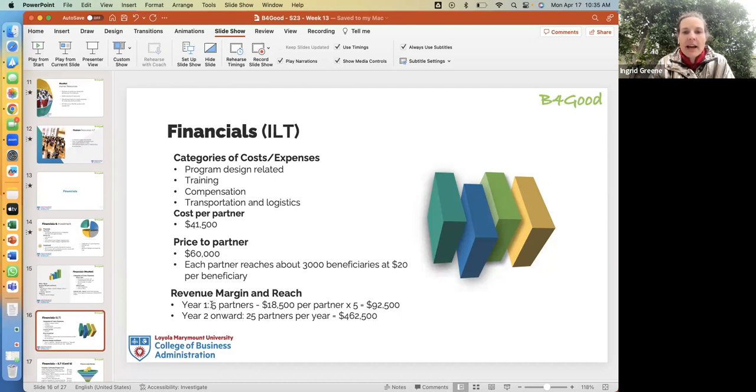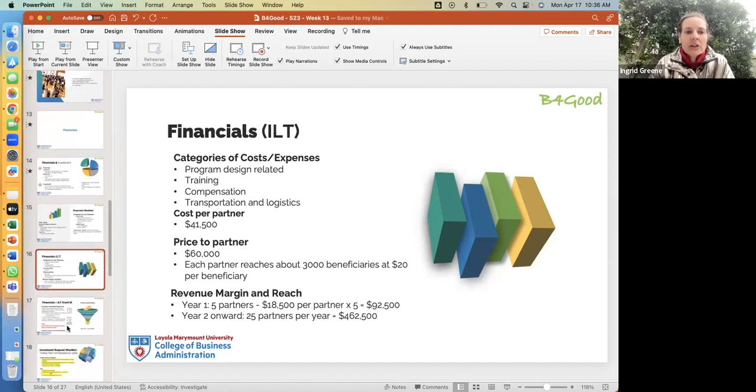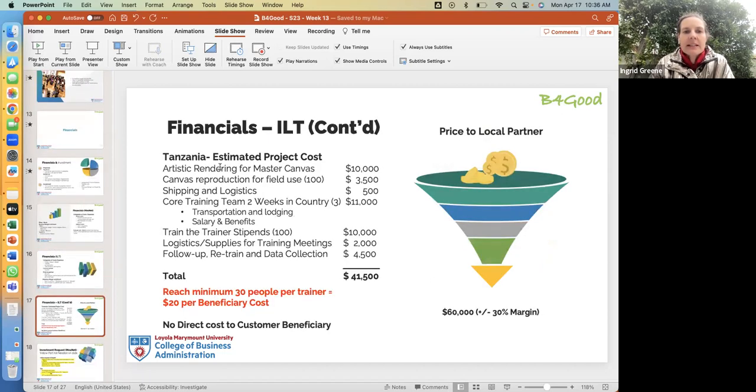In year one, you hope to have 5 partners. And so with your profits of $18,500 per partner times 5, you hope to make $92,000. And then year 2 onwards, you hope to have more like 25 partners per year. So now you can see your revenues jumping up to $462,500.